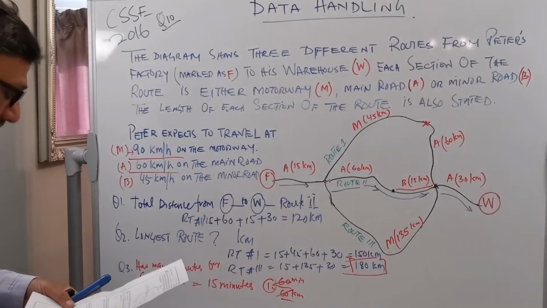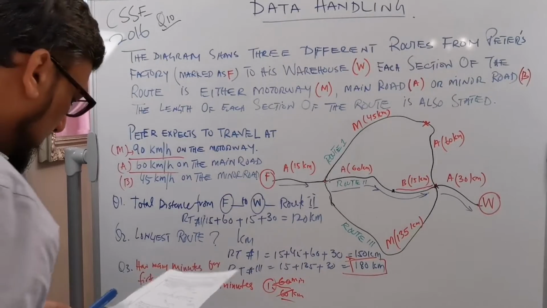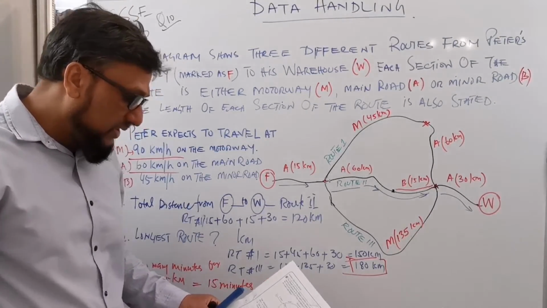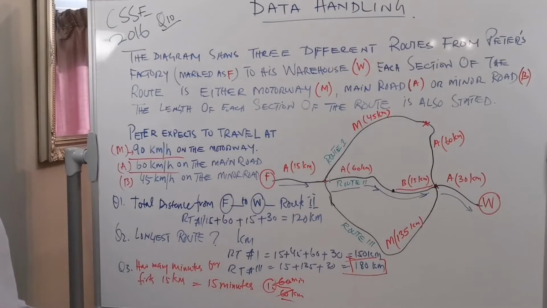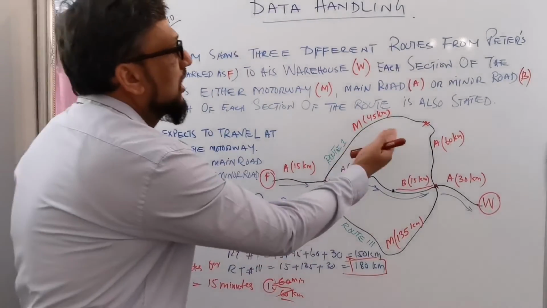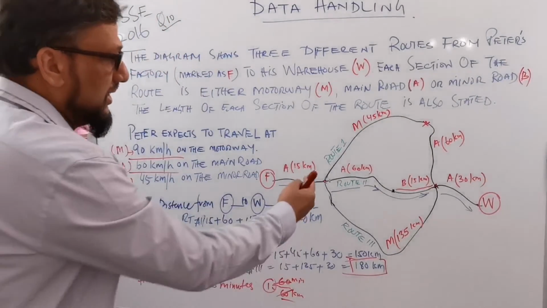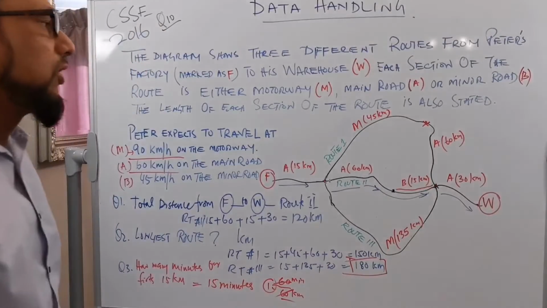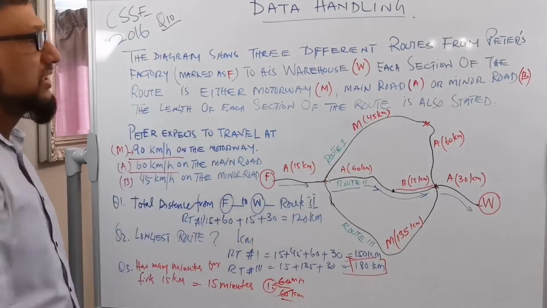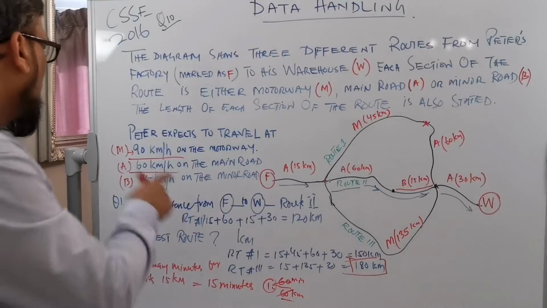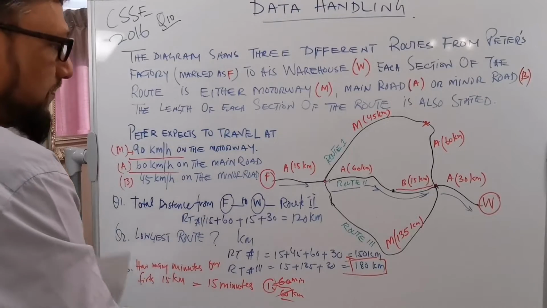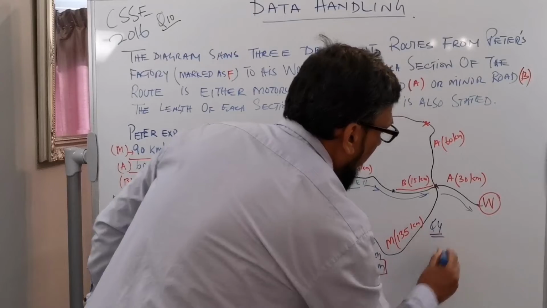Now move to question number 4. Is asking about how long in minutes will take Peter to travel 45 kilometer on the motorway. Very simple, okay? So Peter travels on the motorway 45 kilometer, asking how many minutes taken for 45 kilometer. We know that 45 kilometer and the motorway speed is 90 kilometer per hour. So what I can do, okay, is the question number 4.